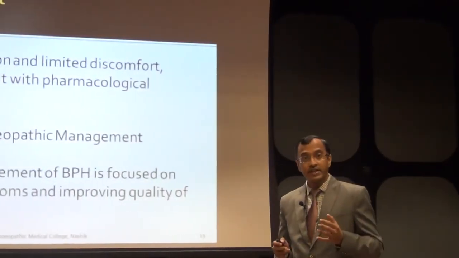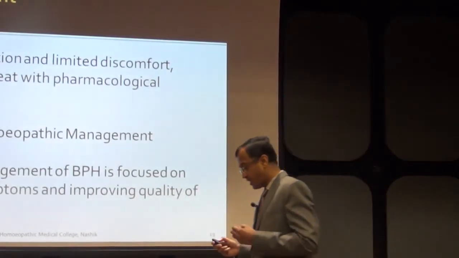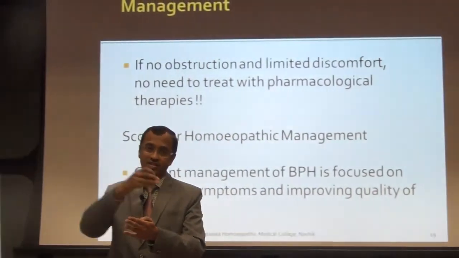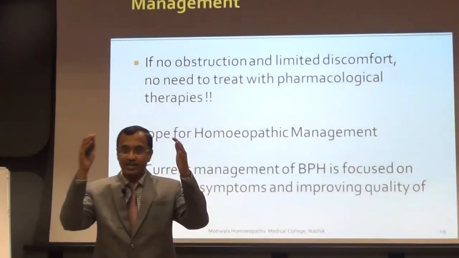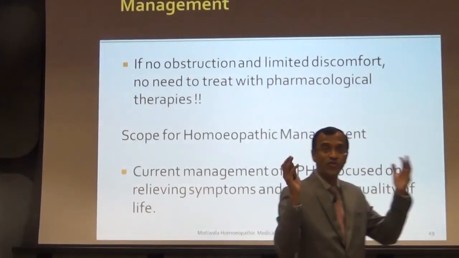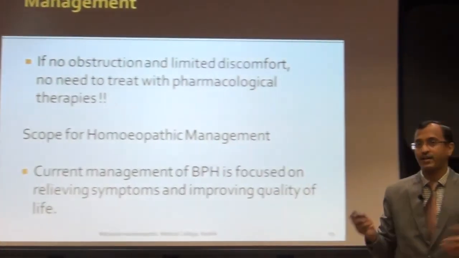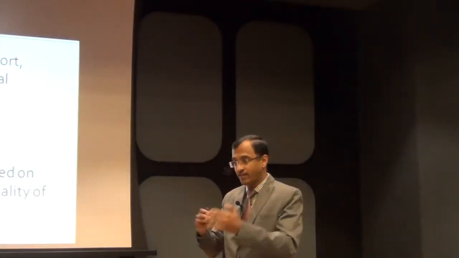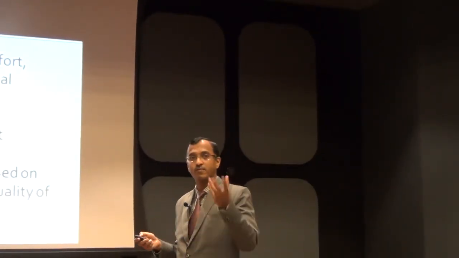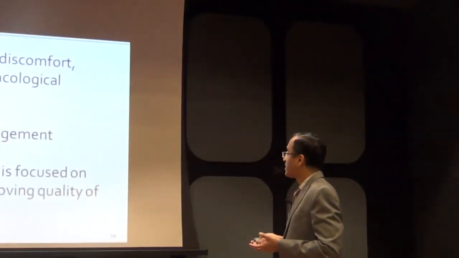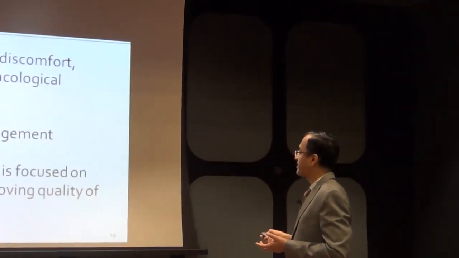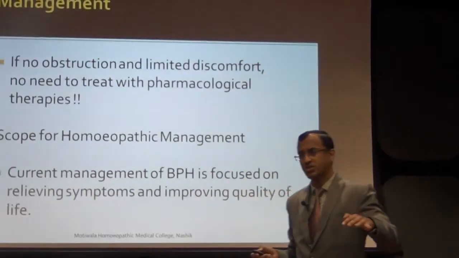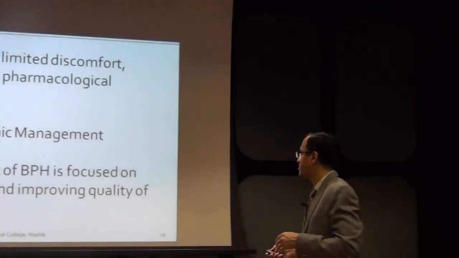But if it has been initiated, now in homeopathy we are talking about a diathesis. Before the clinical condition sets in, before we have a diagnosis, we try to find out that the patient has a scrofulous diathesis, where there are enlarged glands. Definitely at that level, if we can treat, we avoid the further progress and proliferation of the prostatic tissue. So there is a lot of scope for homeopathic management at a very initial stage where there is no obstruction as such and very limited discomfort.